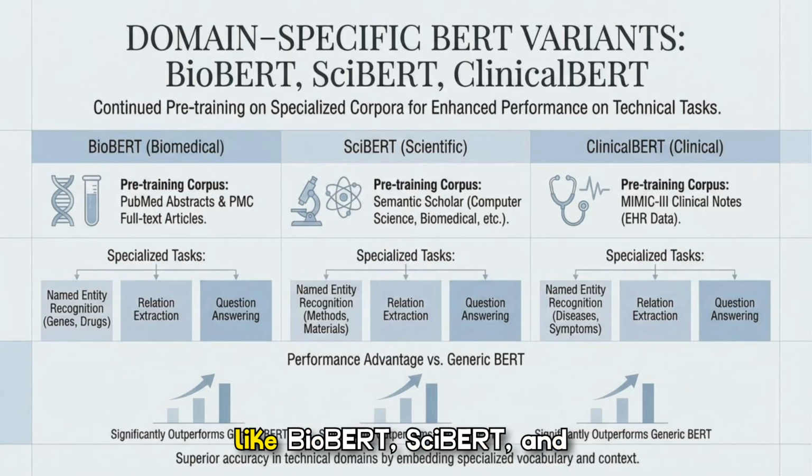Domain-specific BERT variants like BioBERT, SciBERT, and ClinicalBERT are created by continued pre-training on specialized corpora, such as PubMed abstracts, Semantic Scholar articles, or clinical notes. The slide highlights gains on named entity recognition, relation extraction, and question answering in technical domains, showing that embedding domain vocabulary and context yields significant performance advantages over generic BERT for specialized tasks.